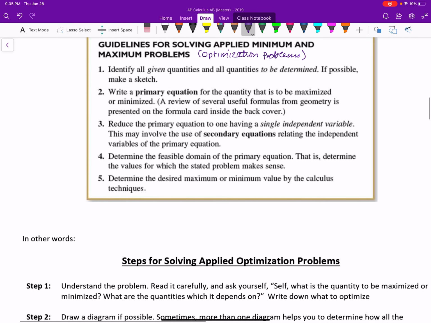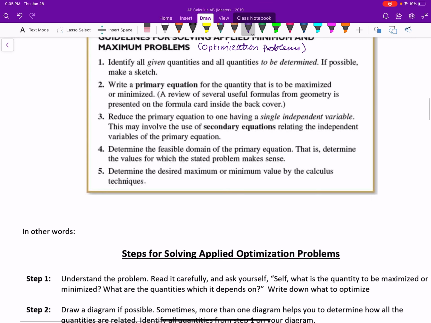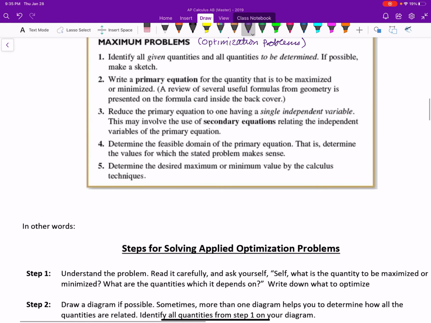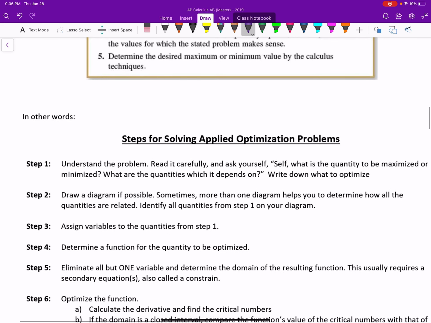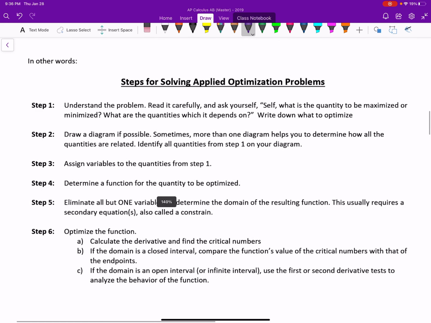Determine the feasible domain of the primary, that's if it has endpoints or not. That is, determine the values for which the stated problem makes sense. Determine the desired maximum and minimum value by using calculus techniques. I kind of have my own way of wording it.